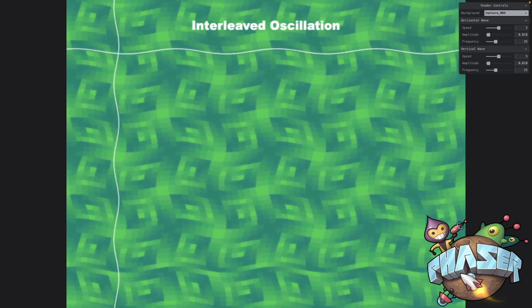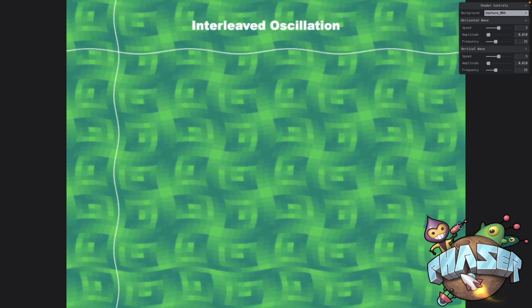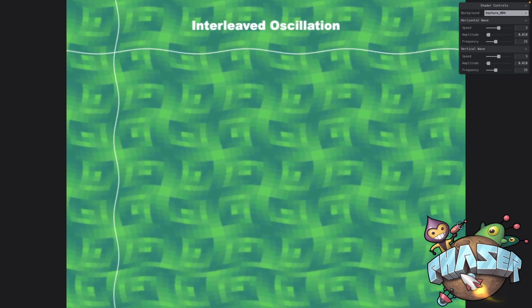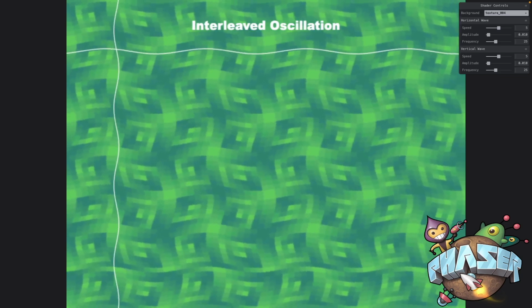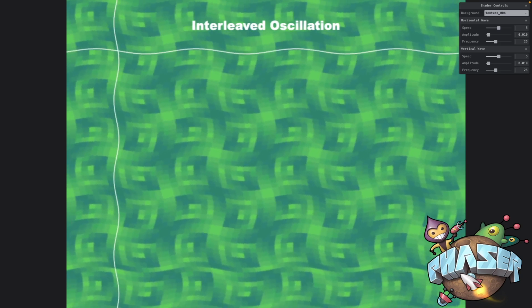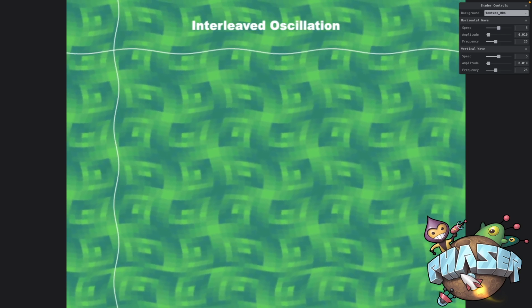Hey everyone, in our last video, we built an interleaved oscillation shader in raw WebGL, the same kind of dynamic, rippling effect you see in classic EarthBound battle backgrounds. If you haven't watched that one yet, I definitely recommend checking it out first. The link's in the description. Today, we're taking that same shader and bringing it into Phaser 3 using a custom PostFX pipeline.